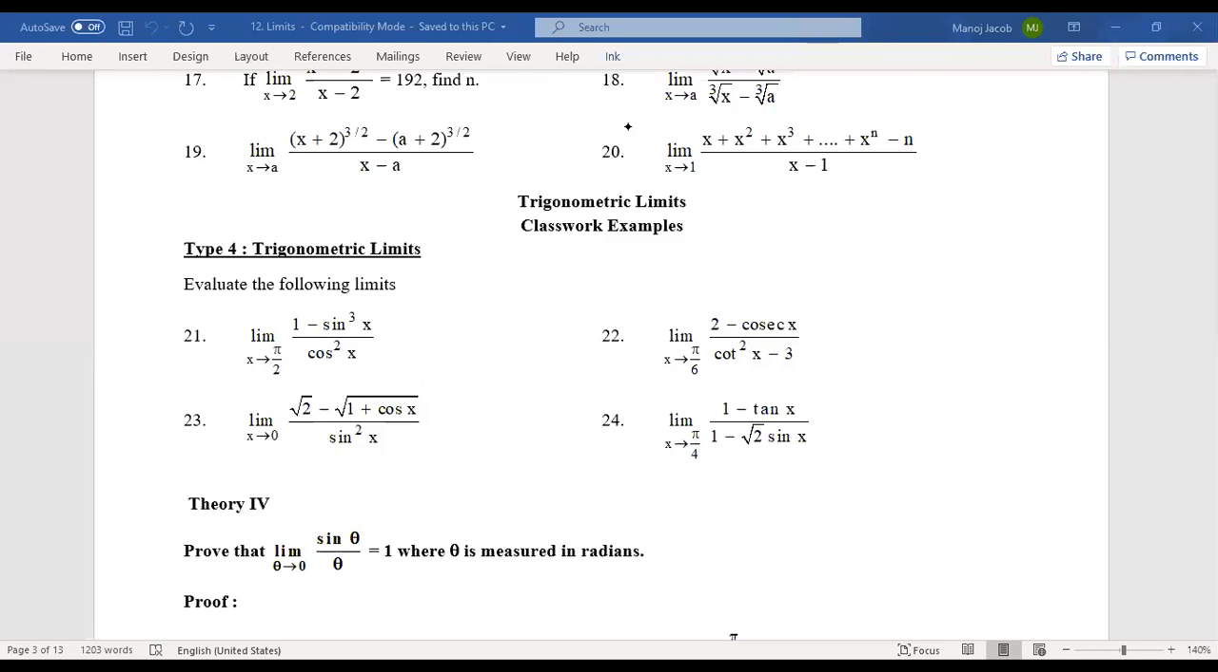Now let's do question number 21. Write this question number 21. Limit x tending to pi by 2, (1 minus sin cube x) upon cos square x. First you have to change to the same trigonometric ratio. Cos square x will become 1 minus sin square x, and 1 minus sin cube x.